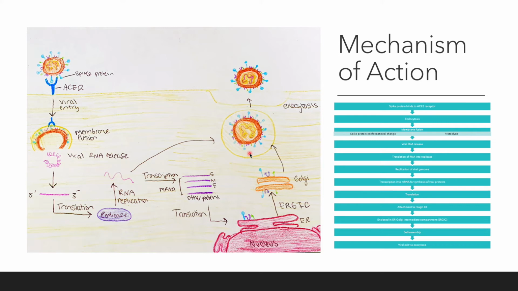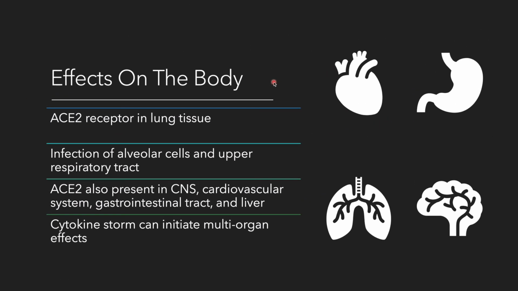The new viral particle leaves the cell in a process called exocytosis and then goes to infect other cells. This viral life cycle overwhelms the cell's endoplasmic reticulum and induces the death of the cell. SARS-CoV-2 has numerous devastating effects on the body.